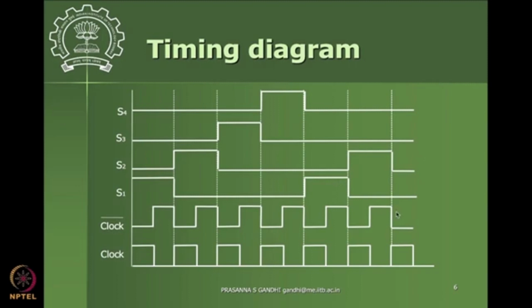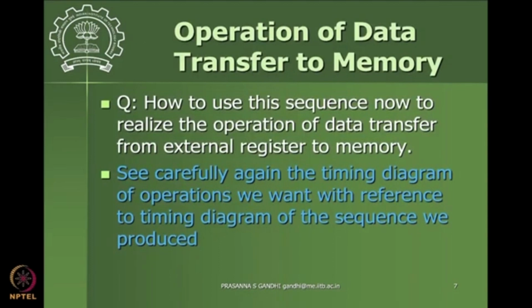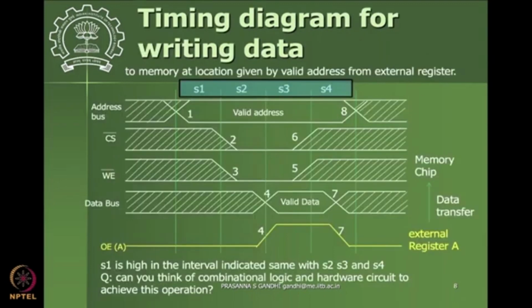Okay, so now if you want to make use of this sequence to realize this data transfer operation from the external register to the memory, that's what we are talking about. So we look at the timing diagram again carefully for the operations that we want to do, and then we put this S1, S2, S3, S4 in some kind of a time sequence here. Okay, S1, S2, S3, S4.